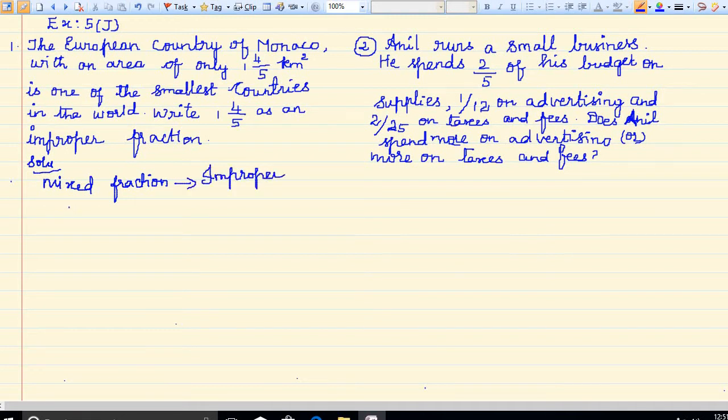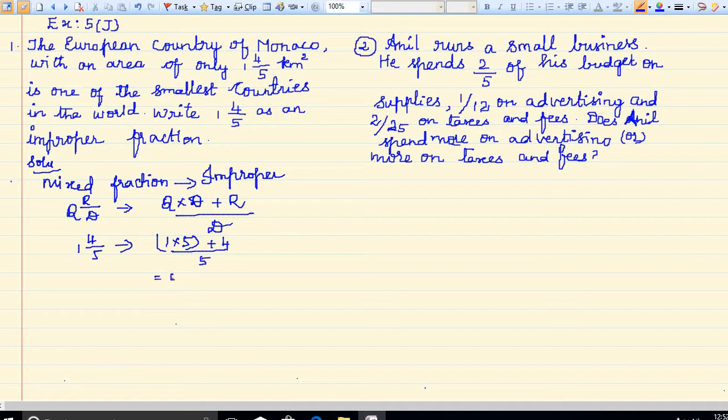So mixed is in the format of QR by D. See how I can change this QR by D into improper: Q into D plus R overall divided by D. The same thing, 1 4 by 5 I can write as 1 into 5 plus 4 divided by 5. So listen, 1 5s are 5 plus 4 by 5. So 9 by 5. I can change the mixed into improper.